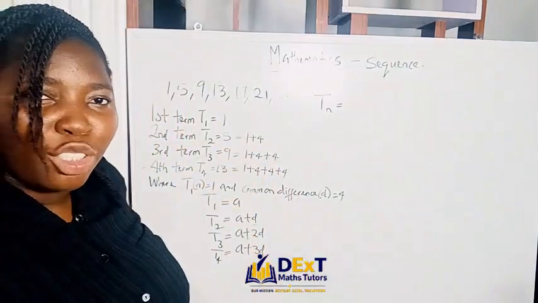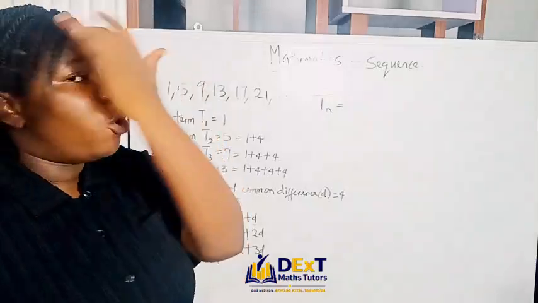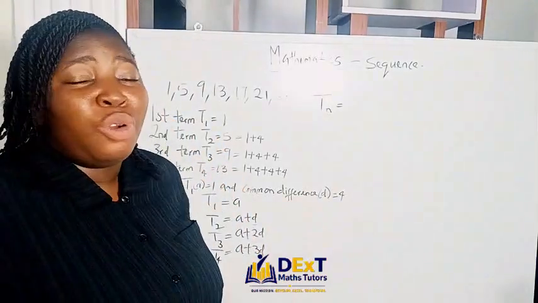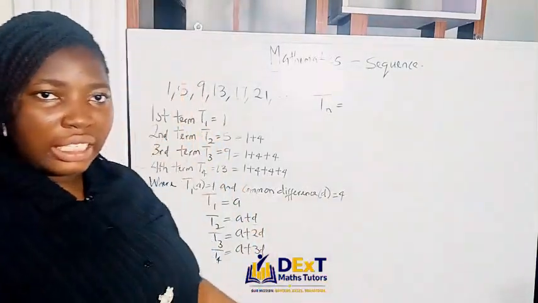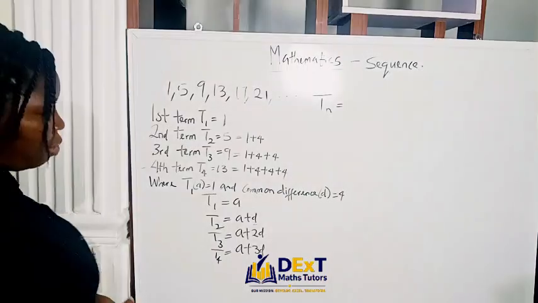If I'm looking for T100, how many Ds do you think I will have? Drop that in the comment section. Alright, if you got that correctly, it means 100 minus 1. I will have 99 Ds. So from there, let us come up with a formula.